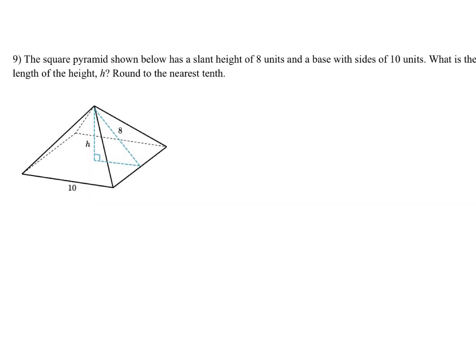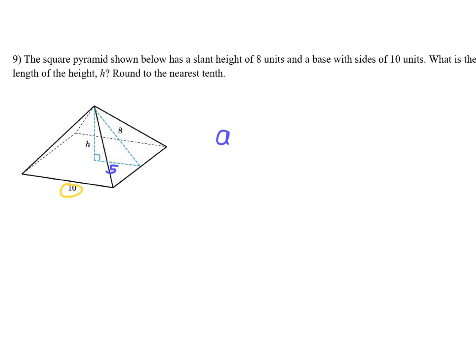The square pyramid shown below has a slant height of 8 and a base with sides of 10 units. What is the length of the height? Round to the nearest 10th. All right, do you see that right triangle in there? So what I'm noticing first is this whole side length of this square is 10. So this would be the halfway point. It would be half of that. So that height right there is 5.